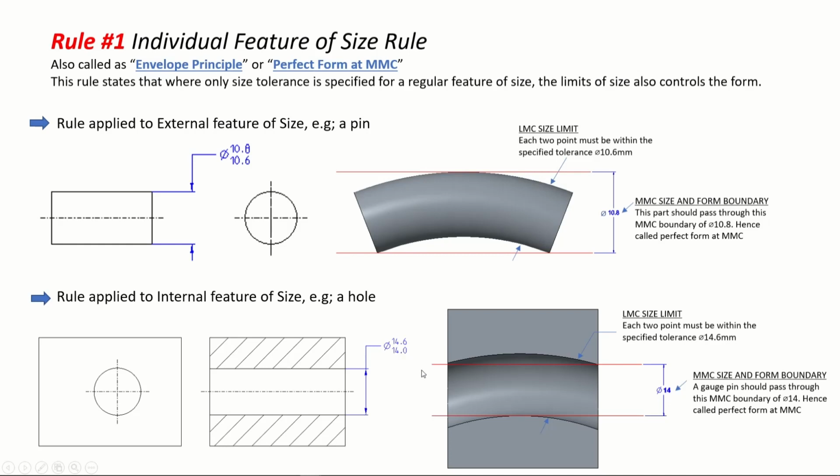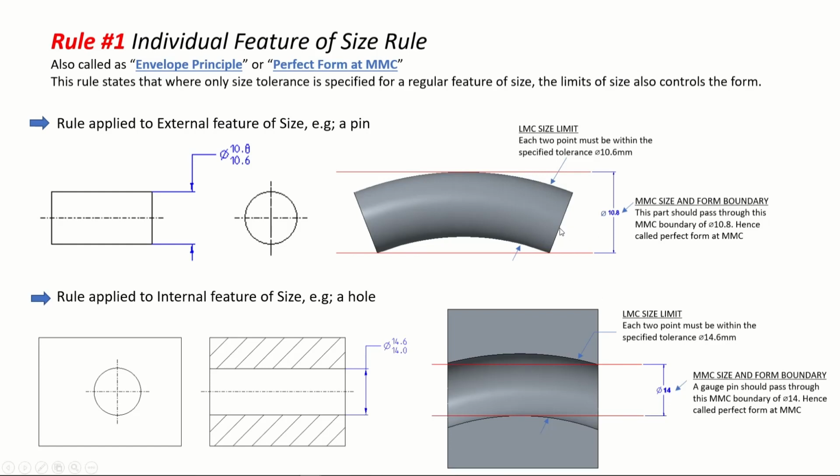Now in this scenario, if I take a cylinder of maximum material condition 14, and suppose I am able to manufacture a part whose hole diameter is exactly 14, then if it has to be passable, it has to always pass through this, and it will form a perfect shape of this hole, or cylindrical hole you can say. It will make a perfect form at MMC, hence the name perfect form at MMC. Guys, you have to remember this. That's how they make it, the perfect form at MMC.